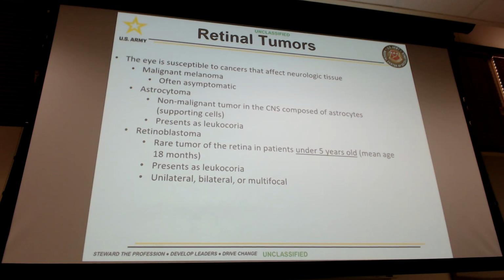Let's see. Astrocytoma is not super common, but it can present with that white pupil, the leukocoria. Anytime you see a leukocoria, that's not normal. You need to refer those patients out. Retinoblastoma is in kids. It's the most common intraocular cancer in children. And this also has that leukocoria.